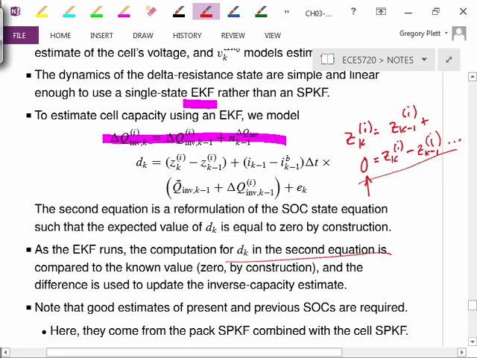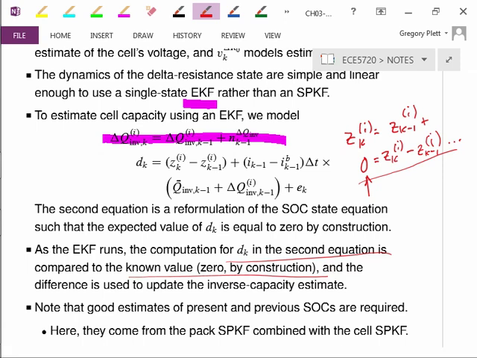So the computation for decay is compared to the known value, and the difference is used to update the inverse capacity estimate. So it's kind of a crude way to do it, and there are concerns and issues and problems with doing it this way. It doesn't work as well as we'd like, and that's the major topic of the next chapter, looking at how to estimate capacity. So we do a better job there than here, but here at least is a preview of one method that could be used to estimate cell capacity.